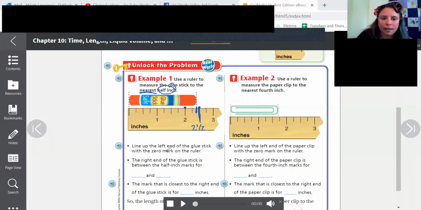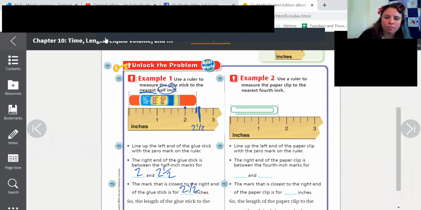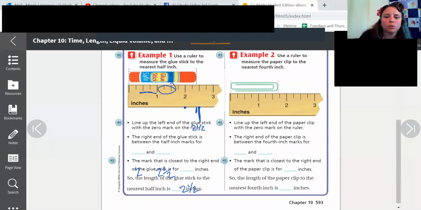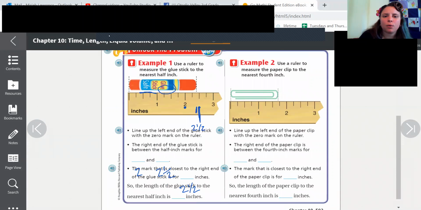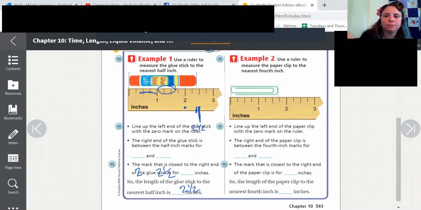When you do this, you line up the left end of your glue stick with the 0 marker. Then the right end of the glue stick is between the 2 and the 2.5 inch marks. The mark that is closest to the right end of the glue stick is the 2.5 inch. So the length of the glue stick to the nearest 1/2 inch is, we already know the answer to this, 2.5 inches.